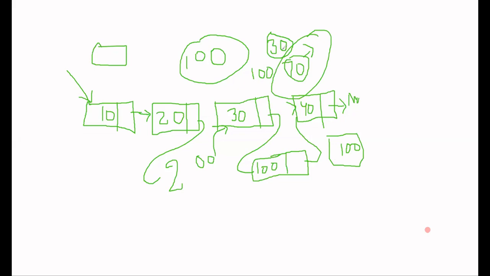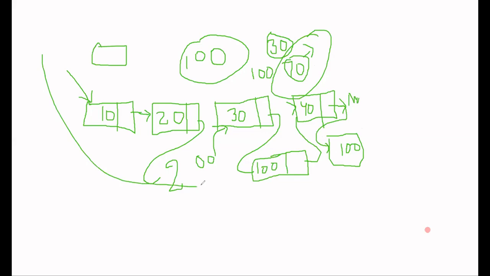So suppose someone has asked us to insert 100 after 70. There is no 70 in our linked list, as we can see. So what we'll do is add 100 at the last. If the data is not present in our linked list, we'll add the data at the last.